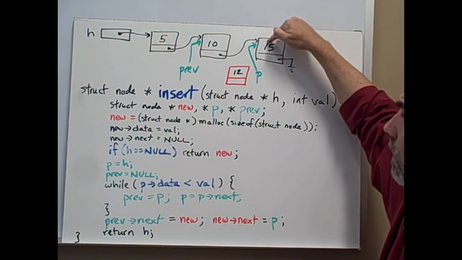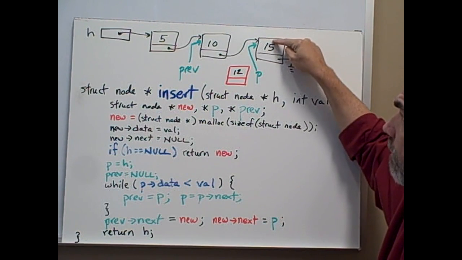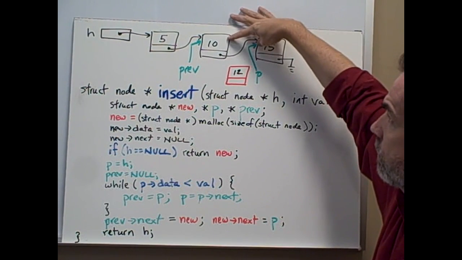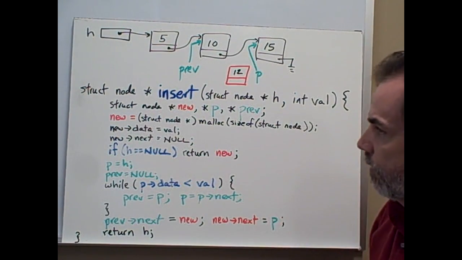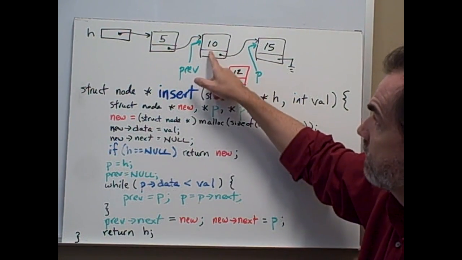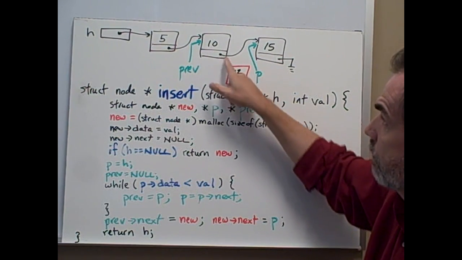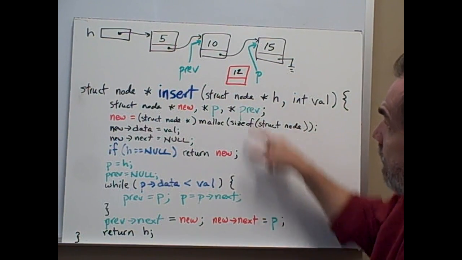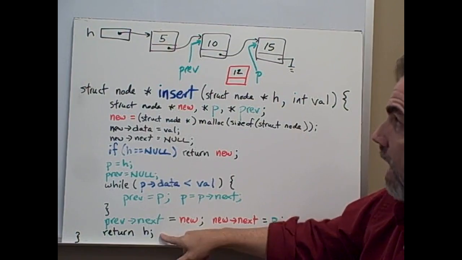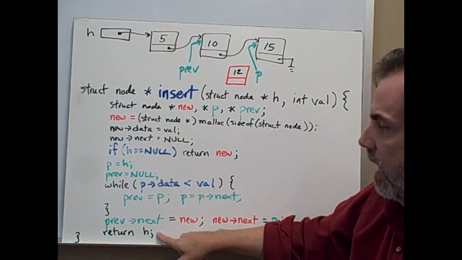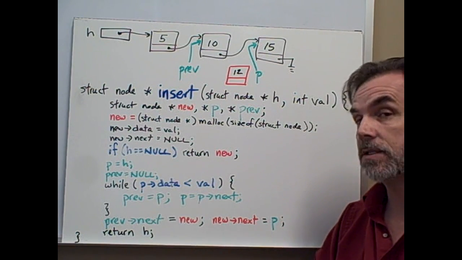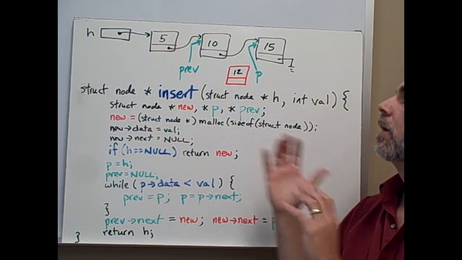When P reaches here, P data less than val fails. Prev points to the previous one. So these are our 2 pointers that we need, and we simply adjust and make prev next equal new. So we make this point to here, and new next equals P. We make this point to here. Then we return H, the original head of the list is still the head of the list, and we're done. Okay, so that's the basic insert code.